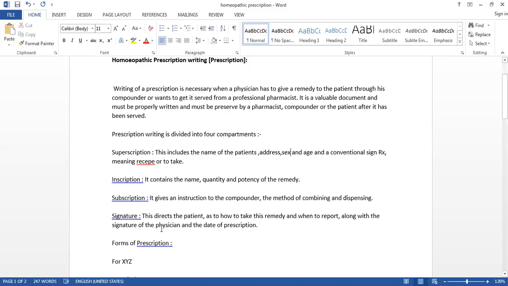This signature includes the signature of that physician with the registration number and the date. And the signature actually has two parts. The first one is the direction to the patient: how the medicine should be taken, when to report. Along with that, the signature of the physician and the date of prescription is the second part. In the first part, you can give the direction to the patient on how this medicine should be taken.